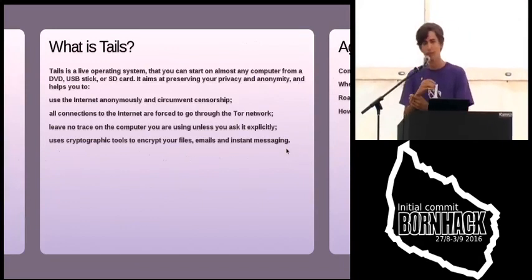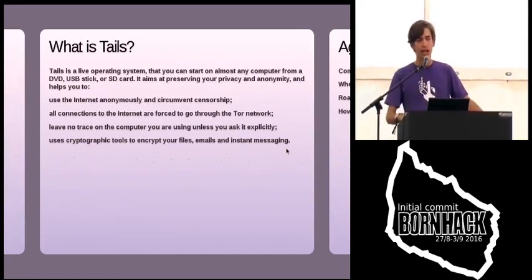Okay, so just to give a small recap and to refresh our brains. Tails is a live operating system that you can start on almost any computer from a DVD or a USB stick or an SD card. It aims at preserving your privacy and anonymity and helps you to, for example, use the internet anonymously and evade censorship. This is done by using Tor and I2P, where Tor is the default and I2P is an option through a boot option.